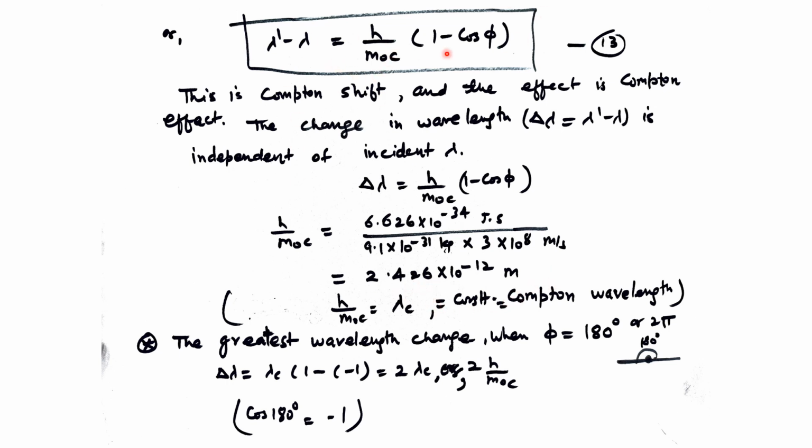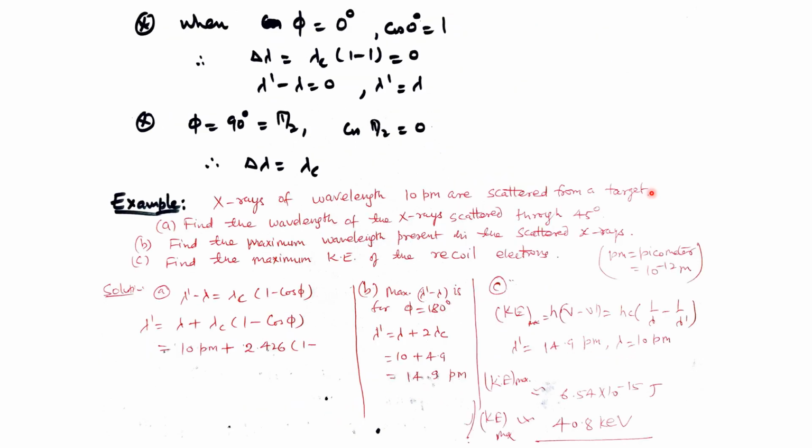From this equation we can see the greatest wavelength change is for cos phi having the value minus 1, so it will give us 2 times of this. So the maximum change in wavelength will be for phi equal to 180 degree, then it will be 2 times of this. And if phi equal to 0 degree, then cos 0 means 1, so the shift will be 0, lambda prime will be lambda. For 90 degree, delta lambda will be equal to lambda c, or the Compton wavelength.